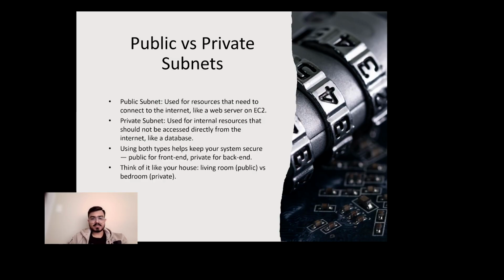Let's see a public versus private subnet example. Let's use another real life example. Think of a restaurant. The dining area where customers eat is like a public subnet. People can come in and access it. The kitchen where the chef cooks is a private subnet. No customers allowed. But the dining area and the kitchen still work together to serve food. That's how public and private subnets work together in AWS. Both are connected, but they serve different purposes.